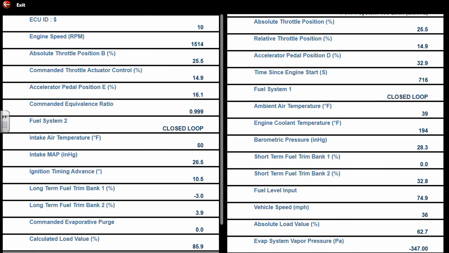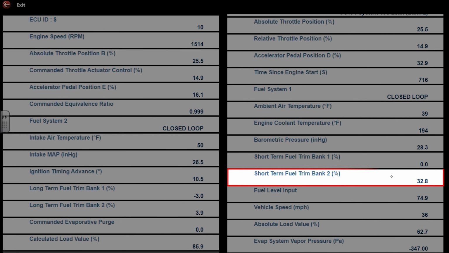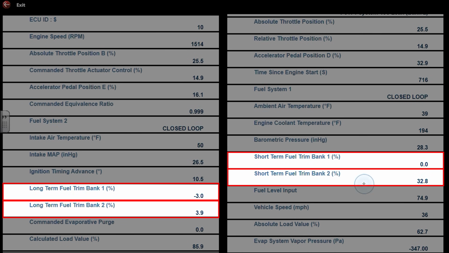And what we see is a short-term fuel trim right here, 32% positive, while at the same time, look at bank 1: long-term is minus 3, short-term is 0, bank 2 long-term is plus 3, but those are good. But look, bank 2 short-term is 32%. So something happened here where that oxygen sensor was full lean and the computer was adding a whole bunch of fuel. Now the question is, was that an actual lean condition or was that a faulty O2? Really, that's what we're talking about here.